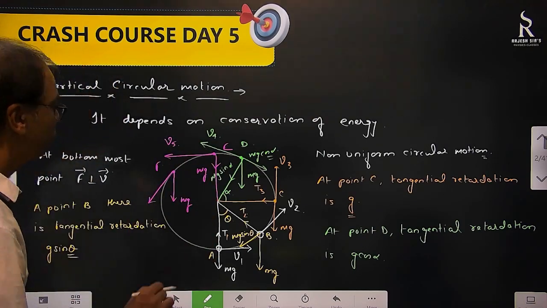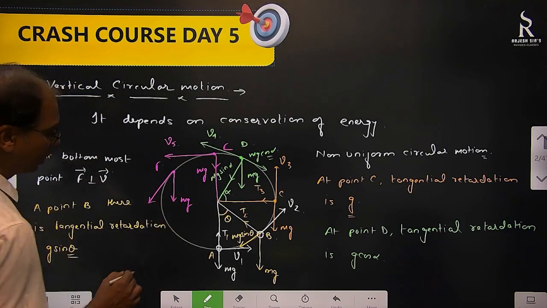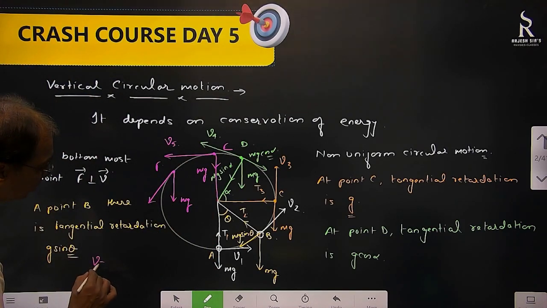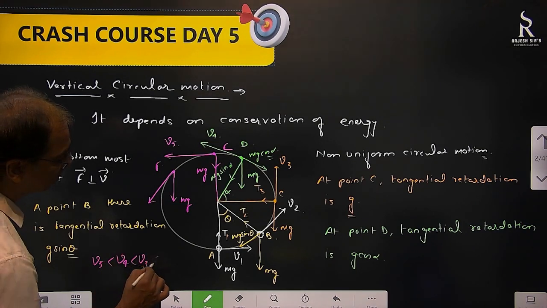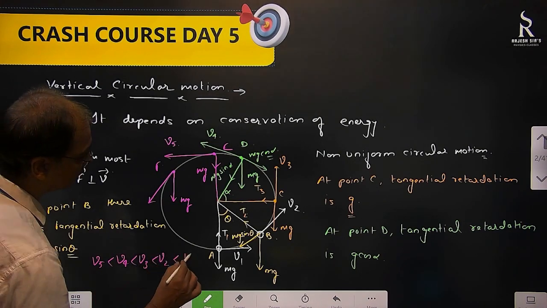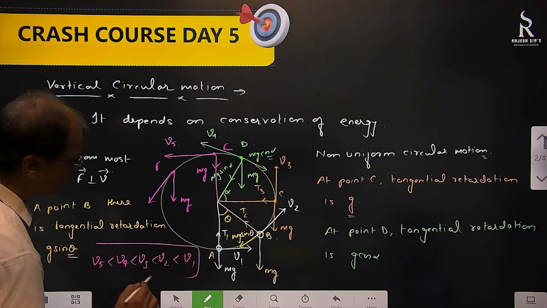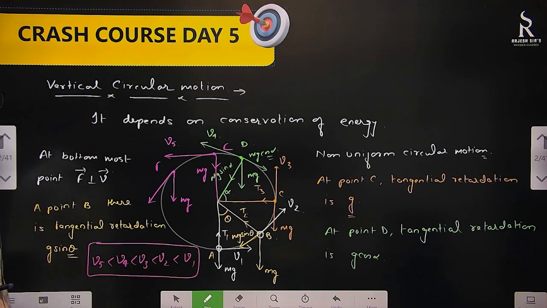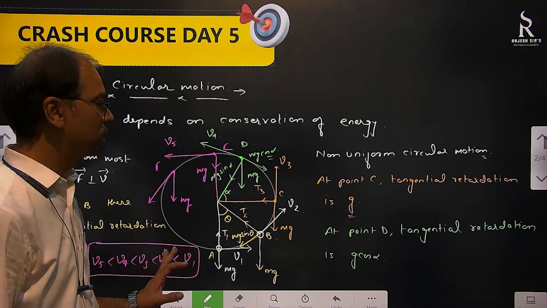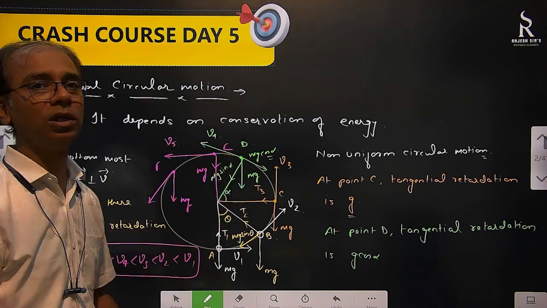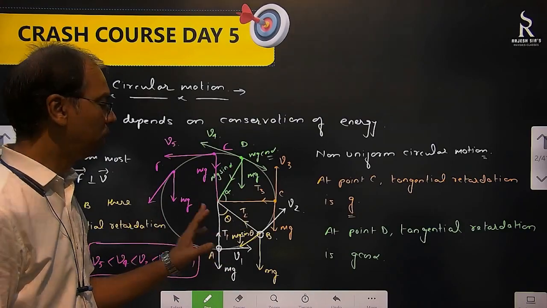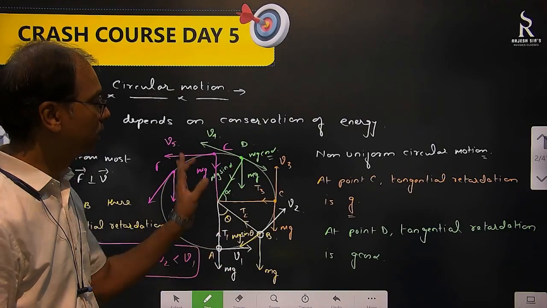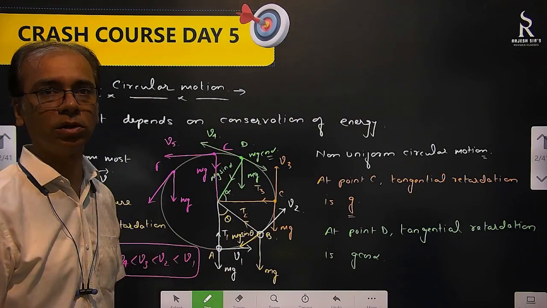Okay, so if we have to write relation for velocities, what we will write? V5 is less than V4 is less than V3 is less than V2 is less than V1. V1 is the maximum. Okay, this is very necessary for us to know because sometimes they ask you this tangential acceleration. So you should be able to find it out. Depending on the angle, they will give the angle, we should be able to find tangential acceleration.